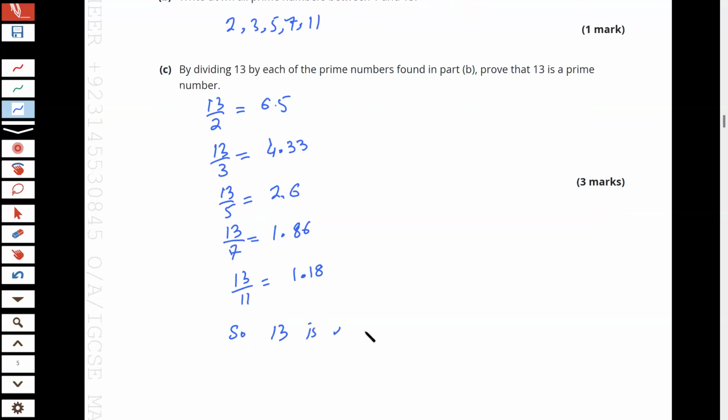So 13 is a prime number because it is divisible by 1 and 13 only.